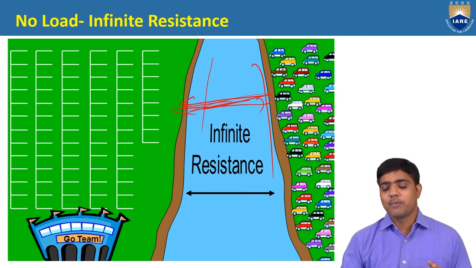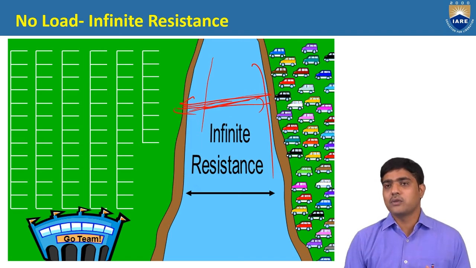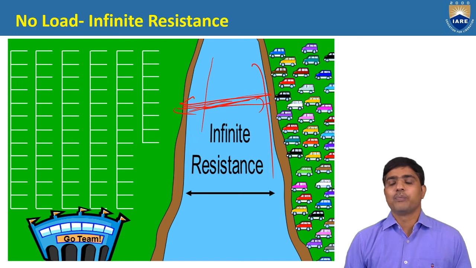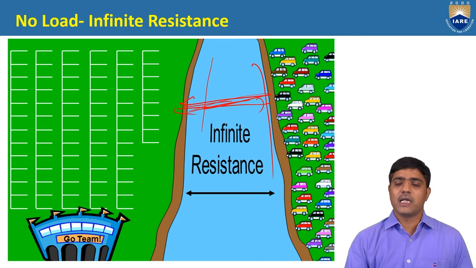So if there is an open circuit, then there won't be any current flowing through the circuit. This is like an open circuit in an electric circuit. In an open circuit, there is no path for electric current to flow, so the current in the circuit is going to be zero and it is going to offer infinite resistance. That means no load offers infinite resistance.